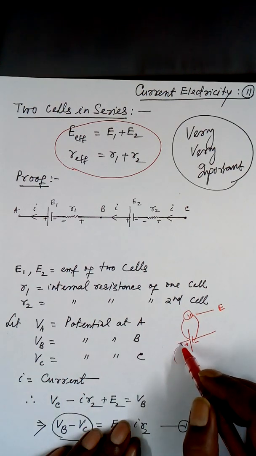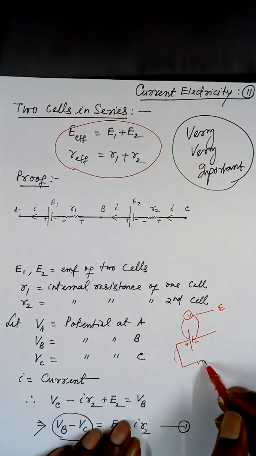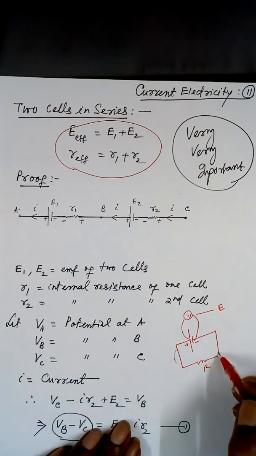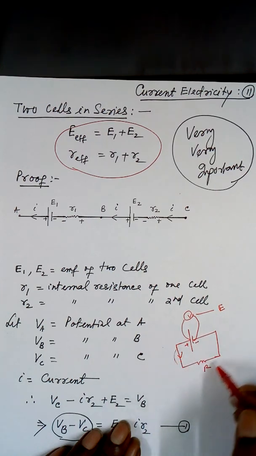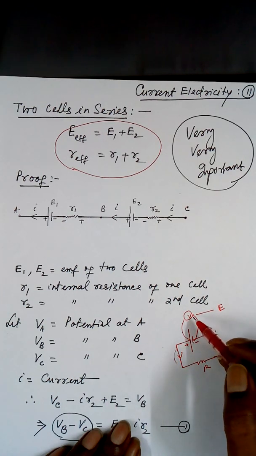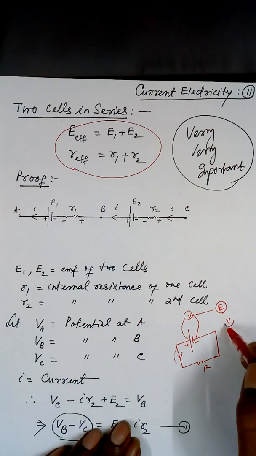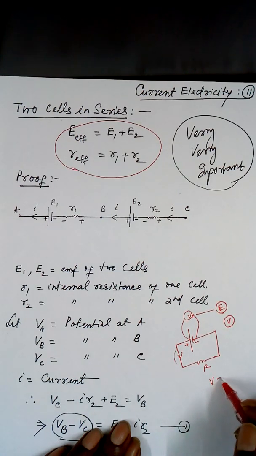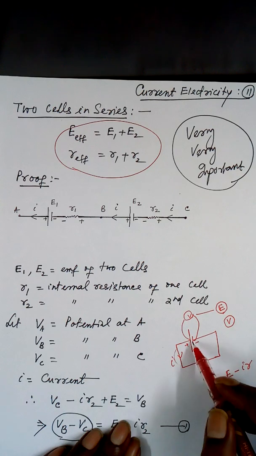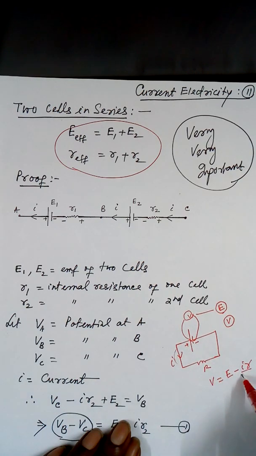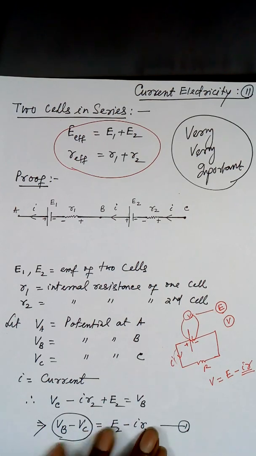Now when this is connected to some external resistance, naturally the current was flowing. Now the voltmeter reading was less than E and that was V, and your V was derived as E, this was available, minus I times R, where R is the internal resistance of the cell, right? This is what we have derived.